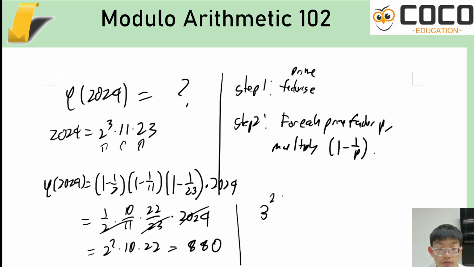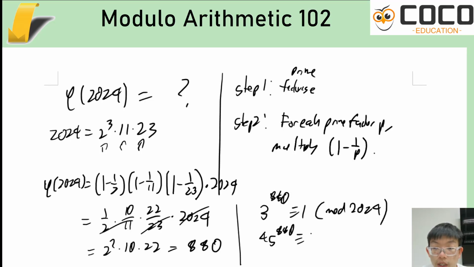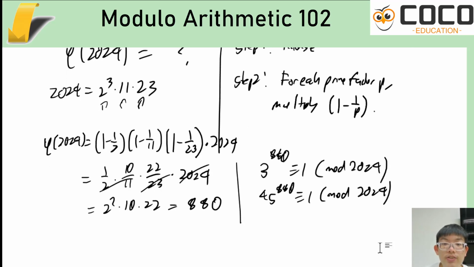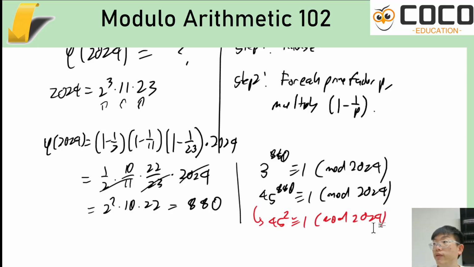So phi of 2024 is 880, which now means that I could say that, for example, 3 to the power of 880 is 1 mod 2024. I could say that 45 to the power of 880 is 1 mod 2024. Of course, as you guys already would probably have realized, I chose 45 for a reason, which is that 45 squared itself is 1 mod 2024. So again, this is just a checkpoint. It may not be the best checkpoint, it's just a checkpoint. But it's better than working with nothing.